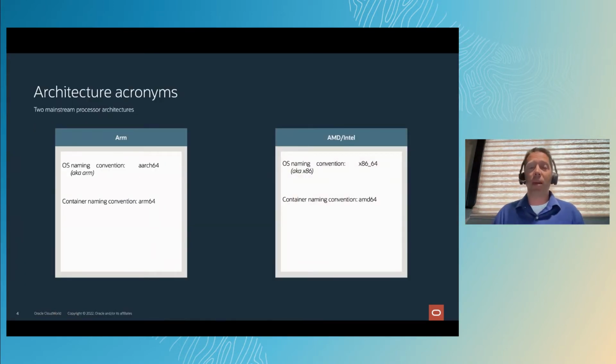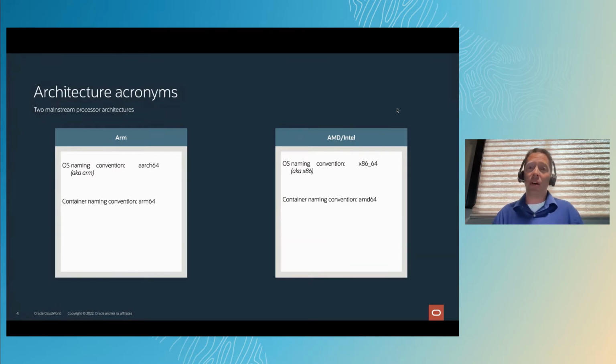First off, some acronyms. It's going to be important. The IT industry, we love acronyms, right? There are two mainstream processor architectures, both of which are offered in Oracle Cloud Infrastructure. One of those is ARM, and that's what we're really talking about today, ARM development. The operating systems typically refer to this as AArch64. Sometimes you'll see it referred to as just ARM as well. Now in the container world, this is oftentimes called ARM64. Likewise, when we look at AMD or Intel or x86 64, that's literally what it's called, x86 64, also known as just shortened as x86.